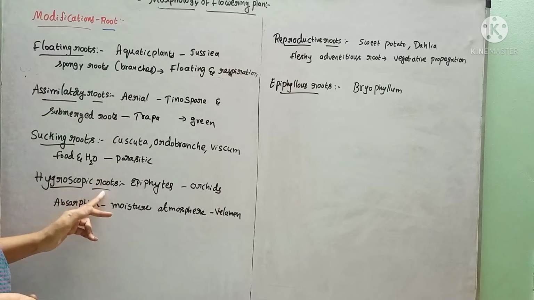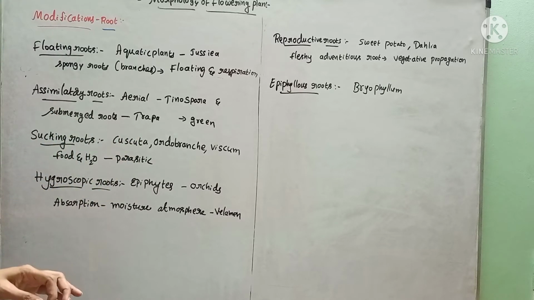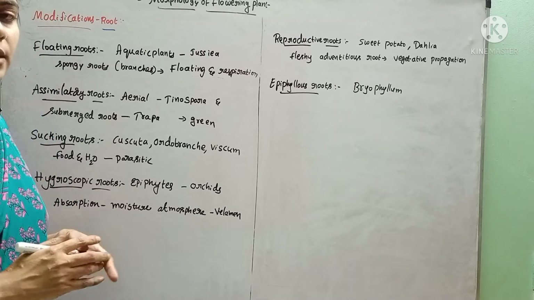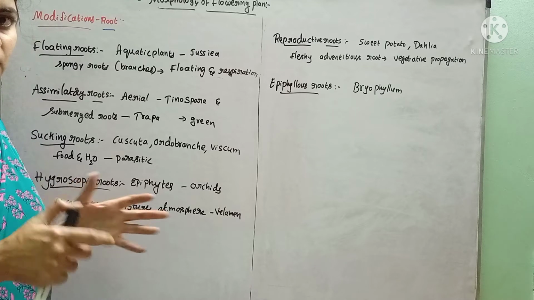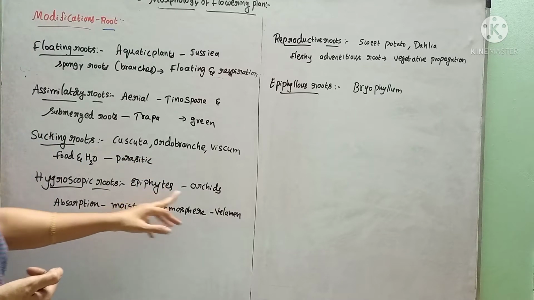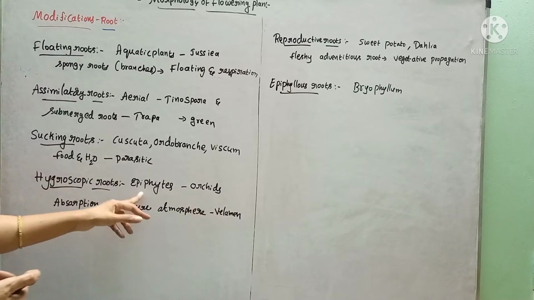And hygroscopic roots. Hygroscopic roots are mainly seen in epiphytes. Epiphytes means some orchids that grow on another plant. The plants which grow dependent on other plants are called epiphytic plants. Orchids are the main example of these epiphytes.